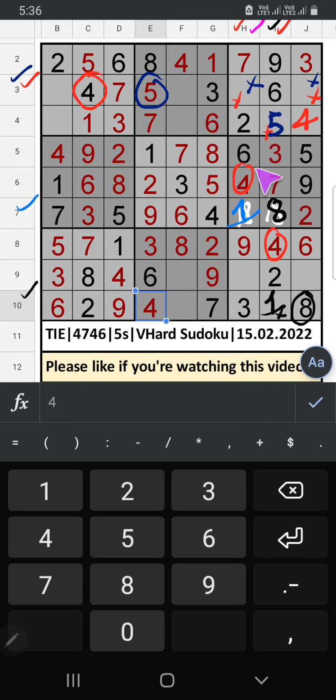Column H, 2 numbers are remaining, 5 and 8. 9th row we have 8, so 8 can't come in this cell, 8 is confirmed here, then 5 is here. Column J, 2 numbers are remaining, 1 and 7. 3rd row we have 7, so 7 can't come in this cell, 7 is confirmed here, then 1 is here.